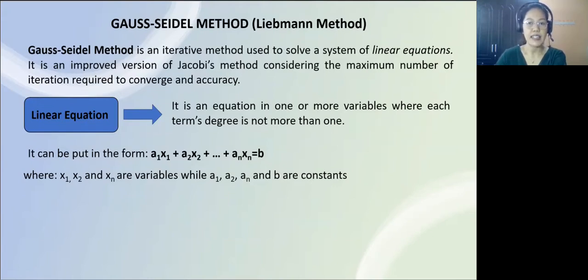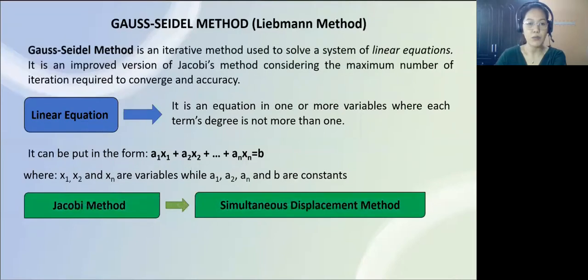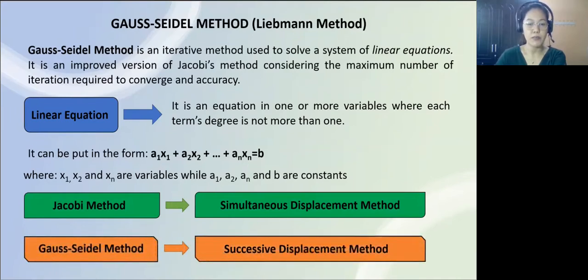As I have said, it is the improved version of Jacobi's method. So let's take a look at their comparison. The Jacobi method uses the values obtained from the previous iteration. Since the updates could be done simultaneously, it is also called the simultaneous displacement method. On the other hand, the Gauss-Seidel method always applies the latest value of the computed variable in solving the current unknown. For that reason, it is also called the successive displacement method.